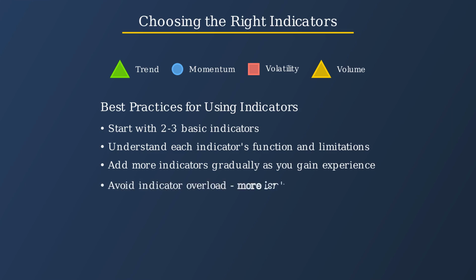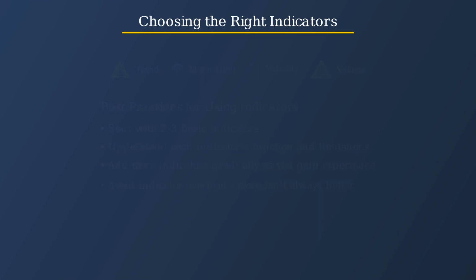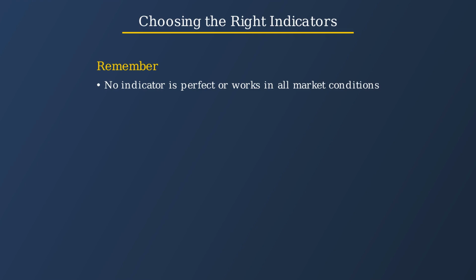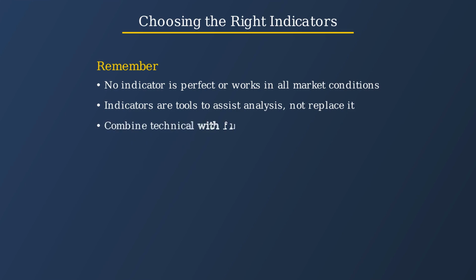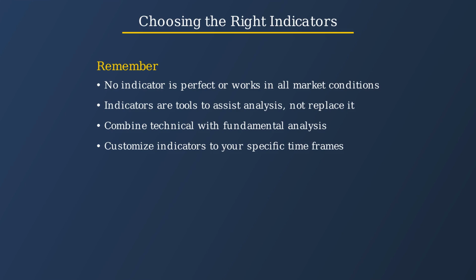Be careful not to overcrowd your charts with too many indicators, as this can lead to analysis paralysis and conflicting signals. Remember that no indicator is perfect, and all have strengths and weaknesses depending on market conditions. Indicators are tools to assist your analysis, not replace it. They should inform your decisions, not make them for you. For the most comprehensive market view, combine technical analysis with fundamental analysis of the underlying asset. Finally, customize indicator settings to match your specific time frames and trading objectives for the best results.